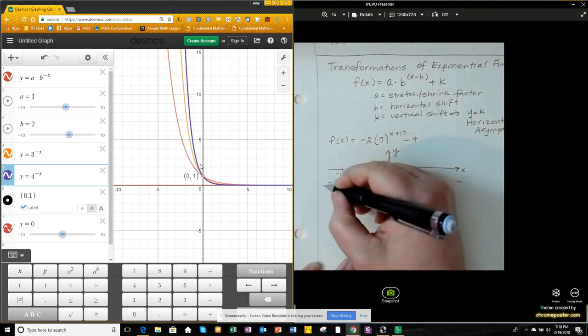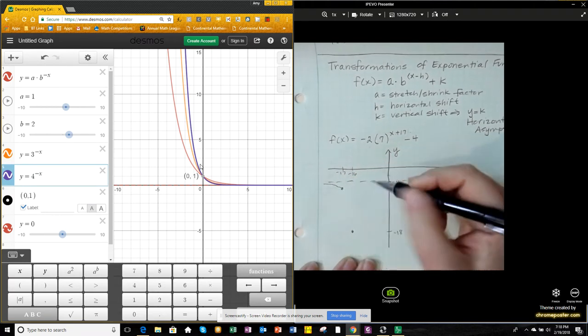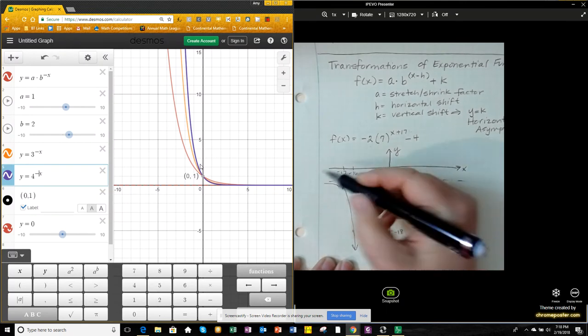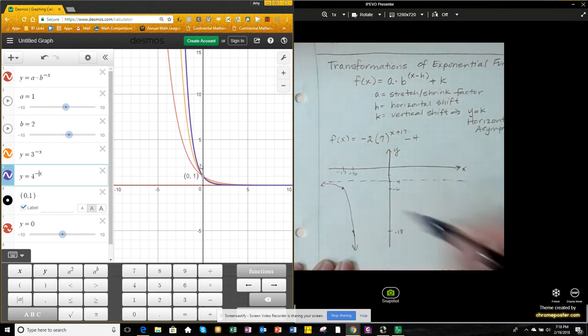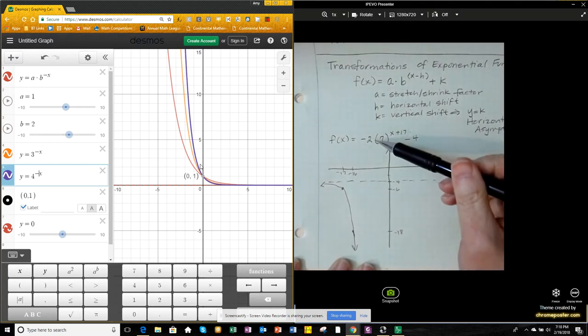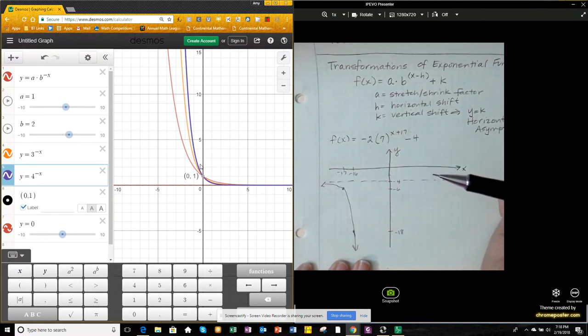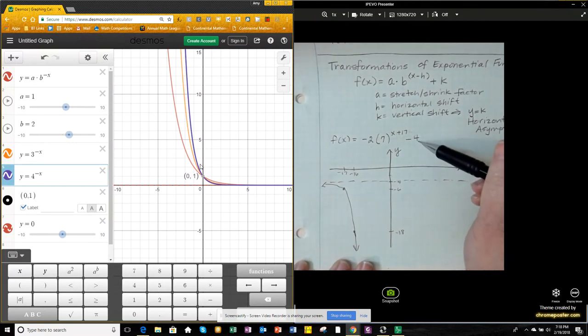So what's happening with this function is it's going to be really steep here because it's got a base of 7. And then there's my function. Again, it lives below the horizontal asymptote because it's got a negative stretch or shrink factor. And the asymptote is at y equals negative 4. And it has no x-intercepts.